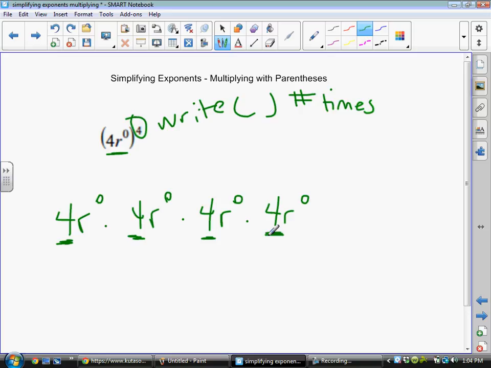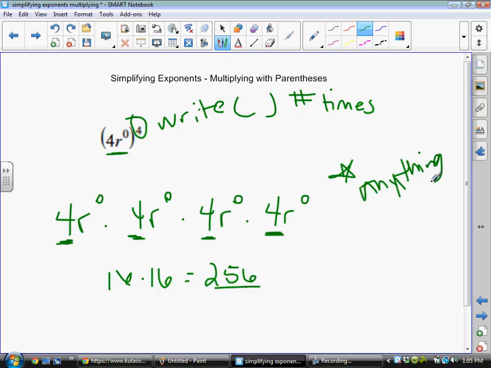4 times 4 is going to be 16. And then I have another 16 there. So 16 times 16 will end up giving me 256. So that's for the number part. Now look at our variables. They have an exponent of 0. This is very important. Anything to the 0 power will equal 1 all the time.